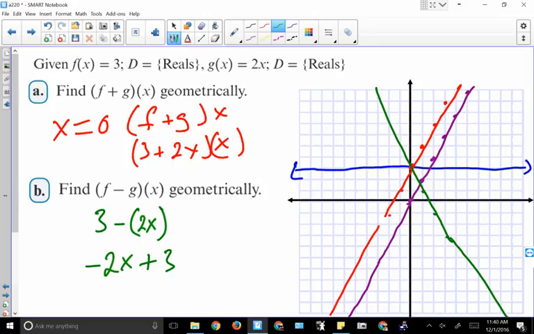Now, like I said, this is a lot harder to take a look at in your mind. When you're going through and doing this, and they say do it geometrically, avoid that. Simply go through and do it algebraically, add them together, subtract them, and work at it from there. Geometrically, we would really only do that if we're working with some strange-looking functions.